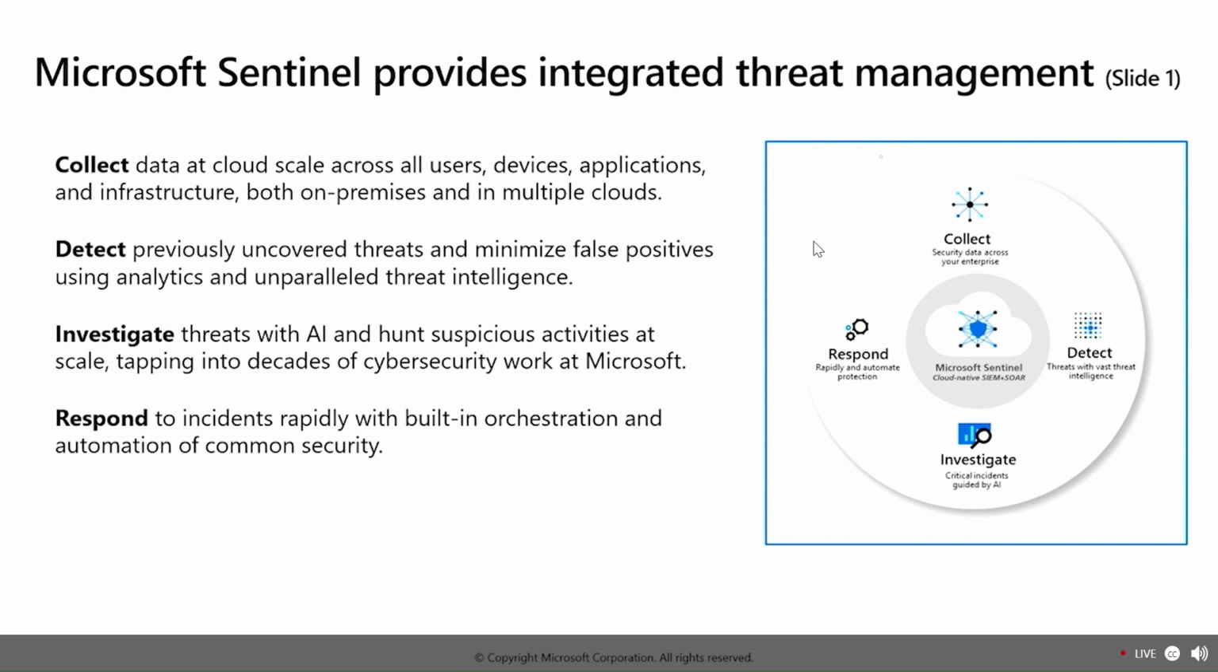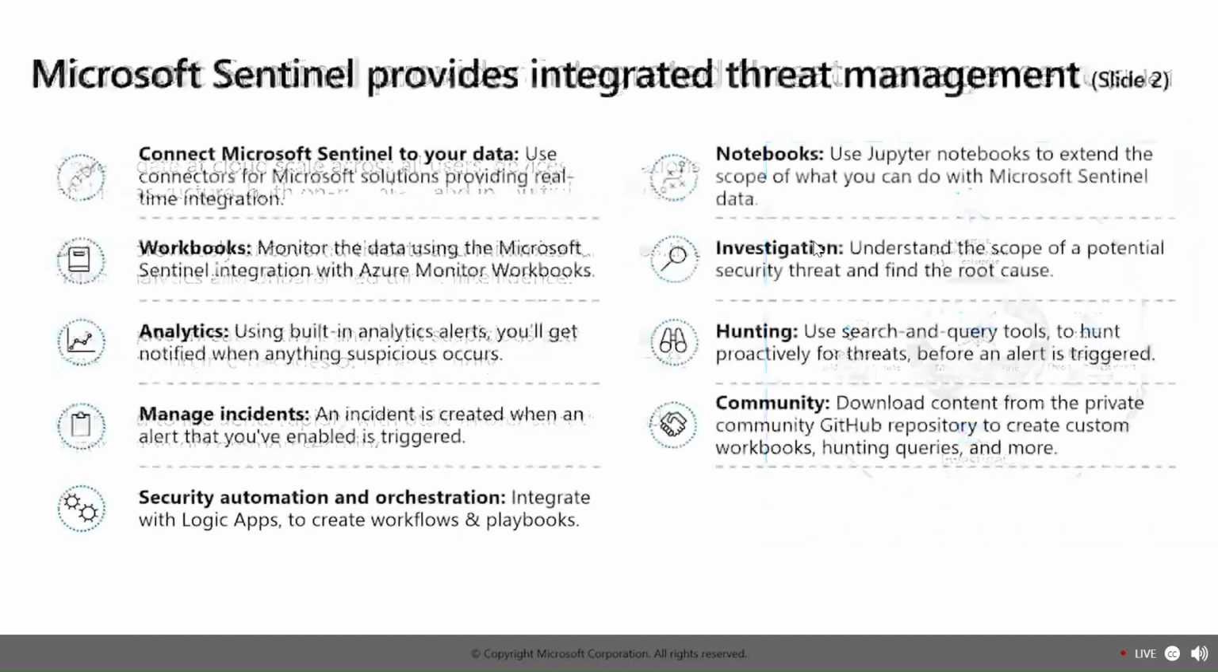Now, it is clever enough to understand a genuine user trying to log in and do tasks that they haven't performed before, to reduce or minimize false positives. Once it has detected an anomaly, it can do further investigation on that by using artificial intelligence tools. It can also hunt down suspicious activities at scale by tapping into decades of cybersecurity work that Microsoft has done. Once it detects something that is malicious, it's able to respond to it by using the orchestration and automated response as part of SOAR.